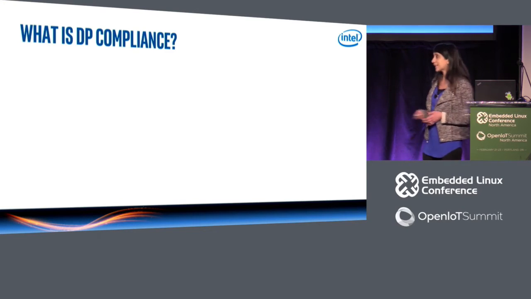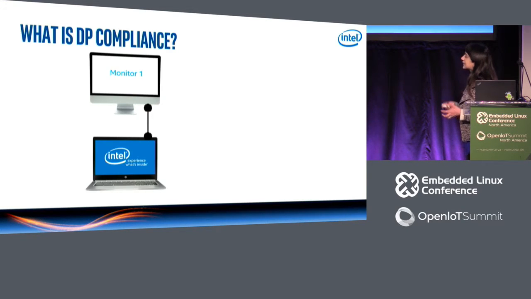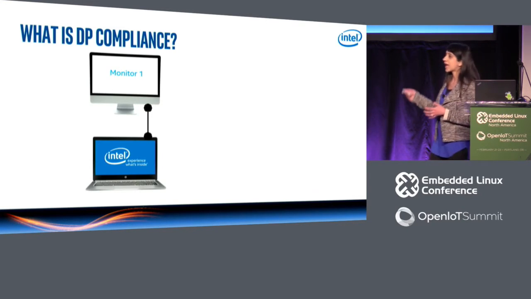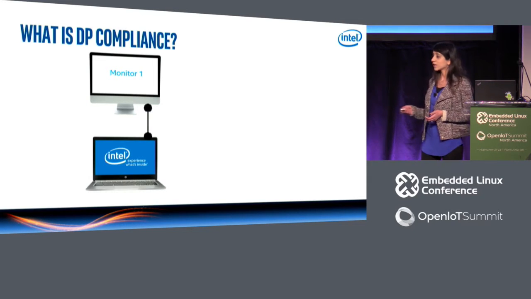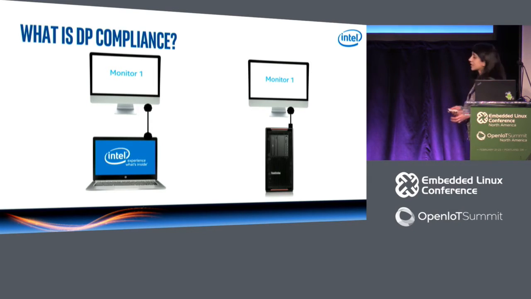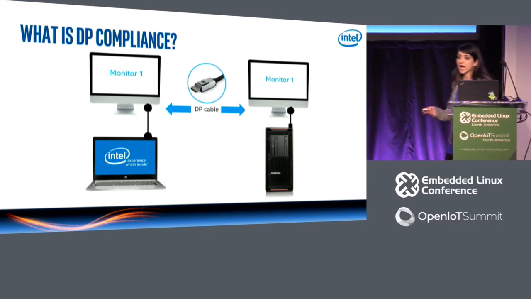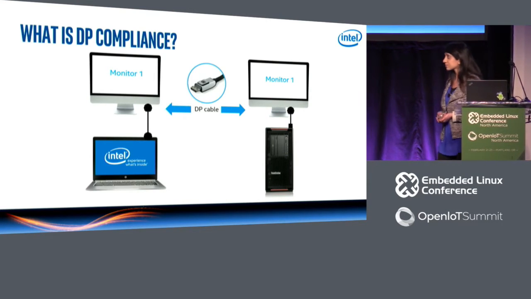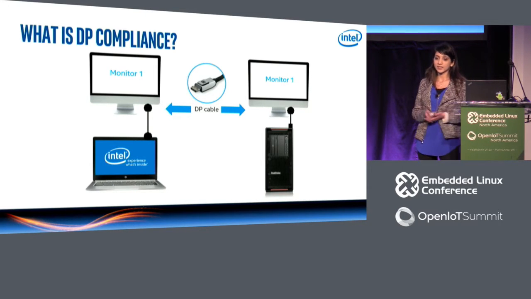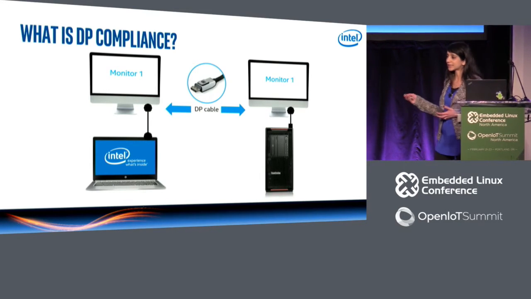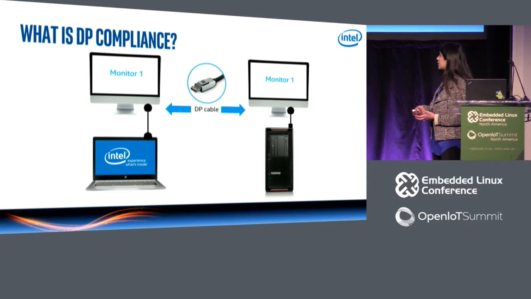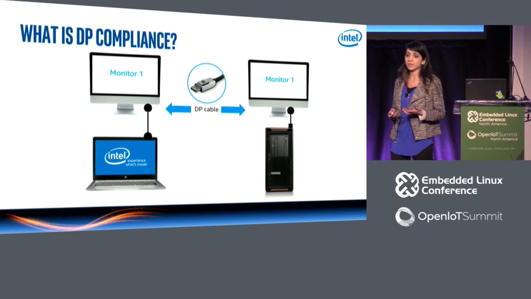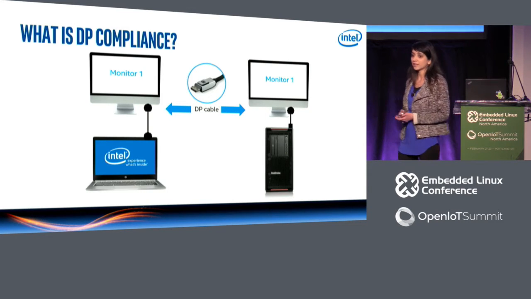Let's look at an example. Let's say the first user has an Intel laptop connected to a monitor. The second user has an Intel desktop connected to a monitor. Both these connections are made over a DisplayPort cable. So what do you expect? If both these Intel devices are running the same graphics kernel driver, they have the same DisplayPort driver, then it should behave the same. It should give the same end user experience, right?